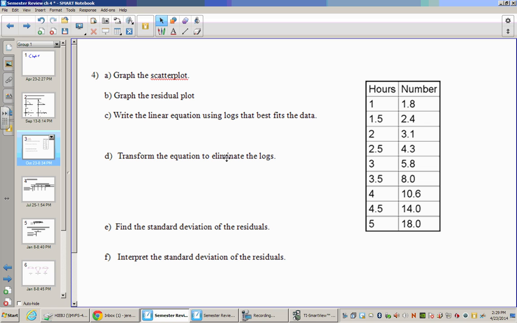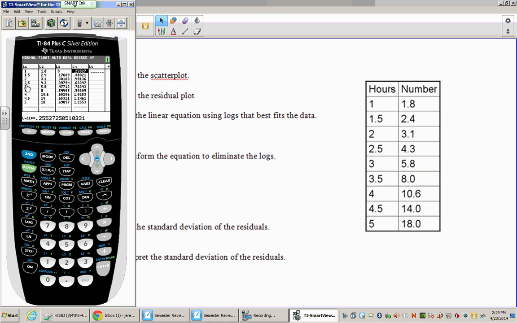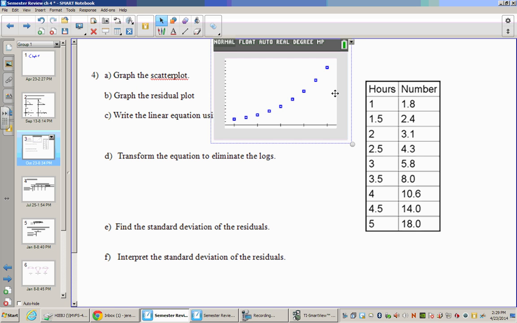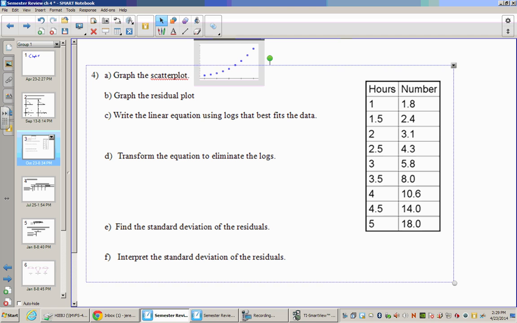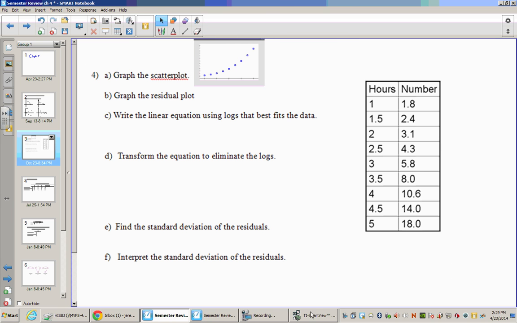Now, I'm going to do one problem just so it's clear how to do a problem like this. Now, if I type in this data, which I already have, into my L1 and L2, to graph the scatter plot, I'm going to just graph the first graph and do L1, L2, and now I hit zoom 9. Look at that wonderful graph. Now it looks like that data probably isn't very linear. So now what I want to do is graph the residual plot.